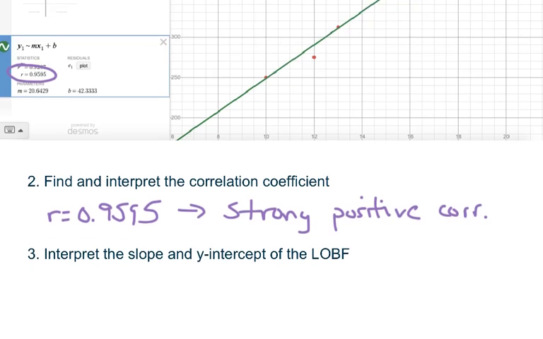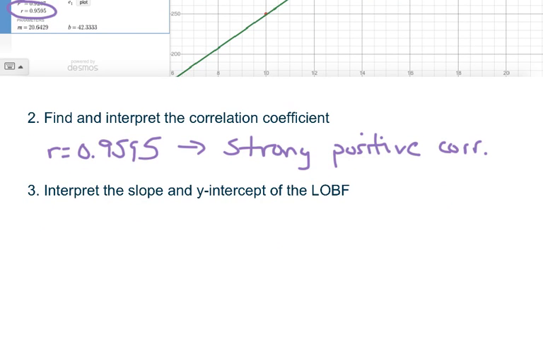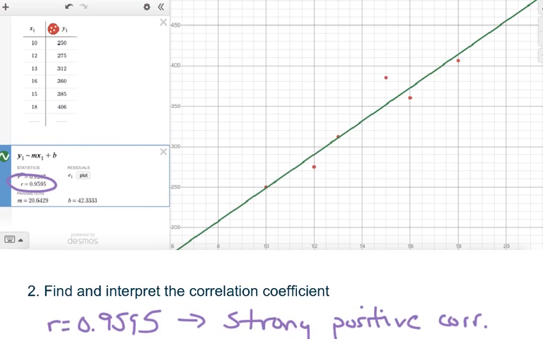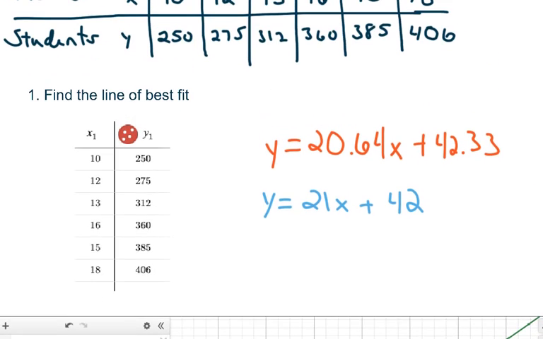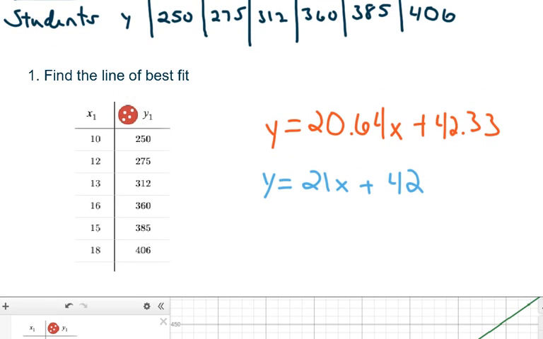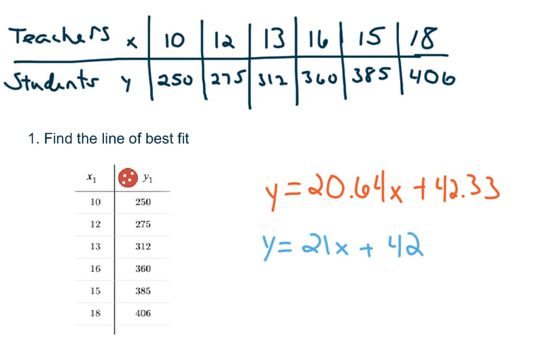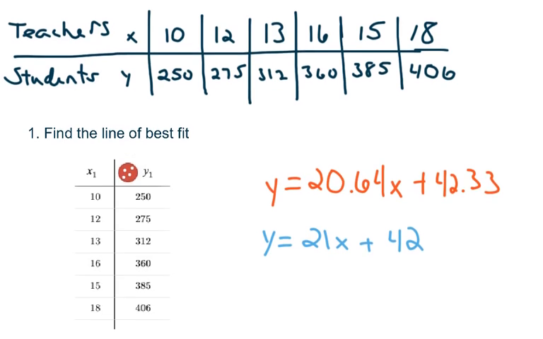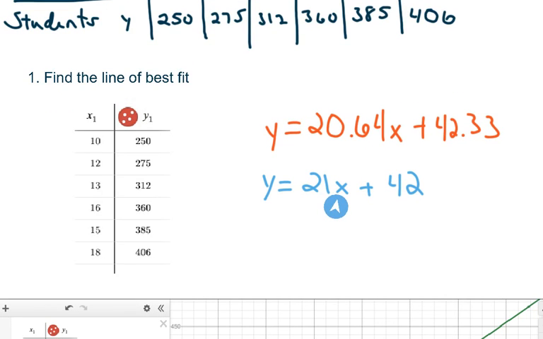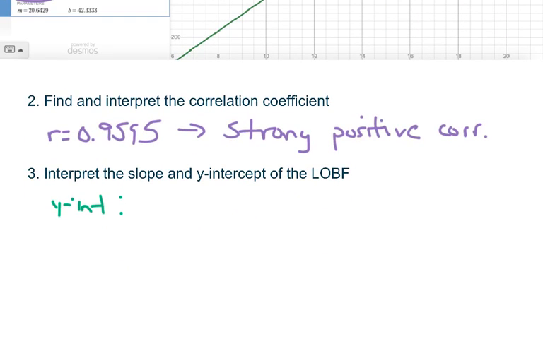Okay, last thing, interpret the slope and y-intercept of the line of best fit. All right, well, the y-intercept I think might be a little easier to describe first. So x represents teachers and y represents students, according to this table. So the y-intercept occurs when there are 0 teachers. So if we were to find this school district, maybe this is a big school district somewhere with a lot of high schools, and we just look at different data points from each of these high schools. If we could find a school with 0 teachers, what this model tells us is that there would be 42 students still in that building, which doesn't make a whole lot of sense.